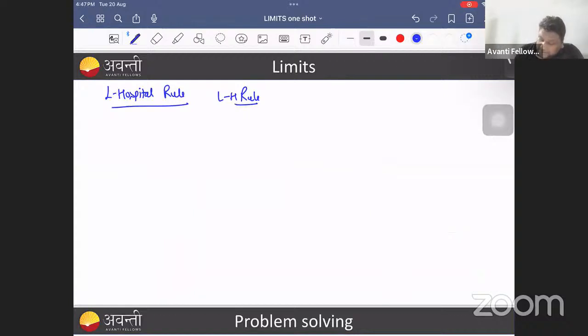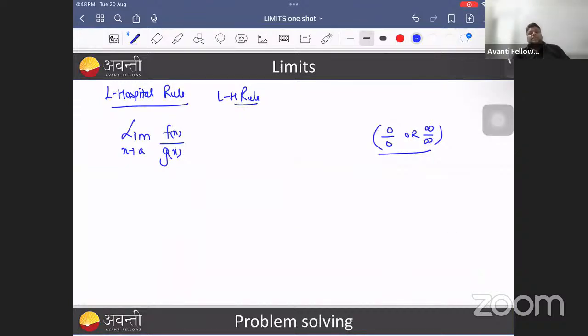The LH rule says if a limit is in the form of limit x approaches a of f(x) upon g(x), and it is in the form of 0 by 0 or infinity upon infinity, then this will also be equal to the limit x approaches a of f dash x upon g dash x. You just differentiate the numerator and then differentiate the denominator. We get f dash x upon g dash x.